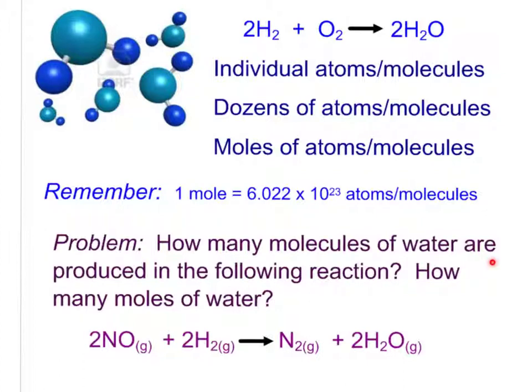So here's a little problem for you. How many molecules of water are produced in the following reaction? And also, how many moles of water? So here's our reaction. We have nitrogen monoxide, hydrogen, nitrogen gas, and water as a vapor. So how many molecules of water are produced? Well, we know that there are 2 water molecules in this reaction. How many moles of water? 2. There would be 2 moles of water produced.